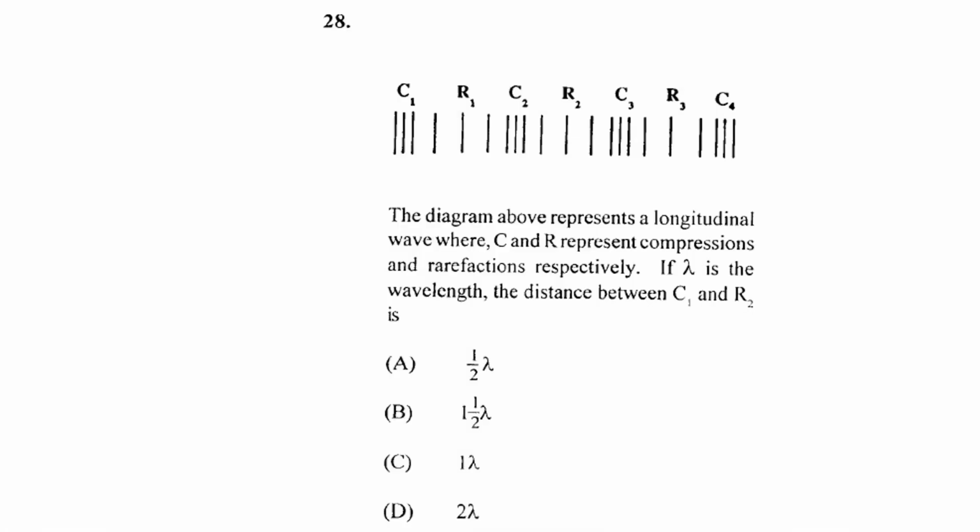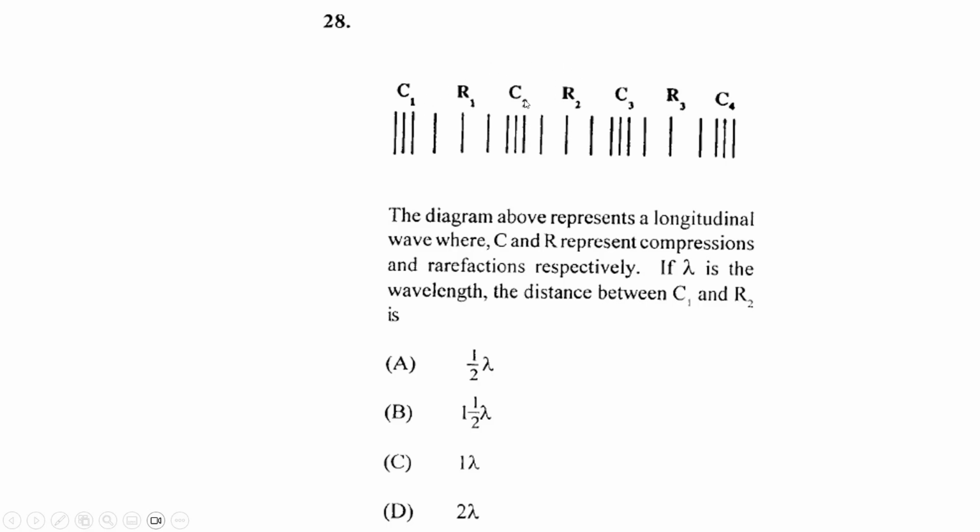Number 28. The diagram above represents a longitudinal wave where C and R represent compressions and rarefactions respectively. If lambda is the wavelength, the distance between C1 and R2 is, well, let's see. You should know that the wavelength is from compression to compression or from rarefaction to rarefaction.